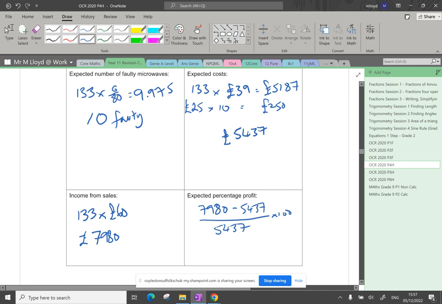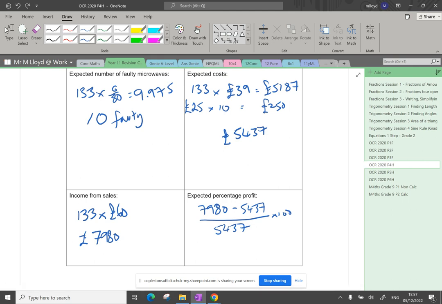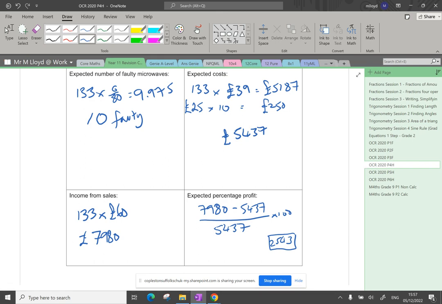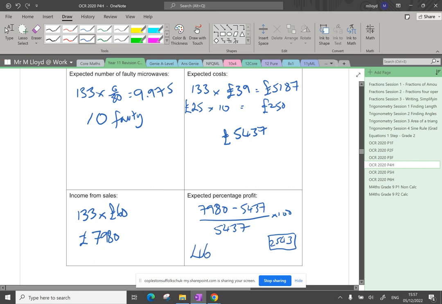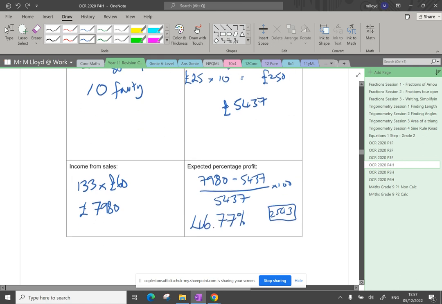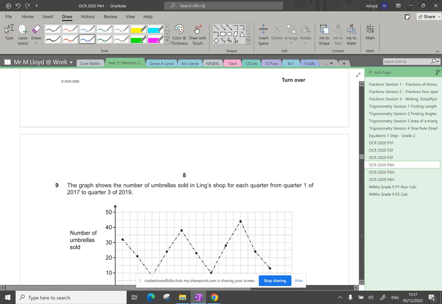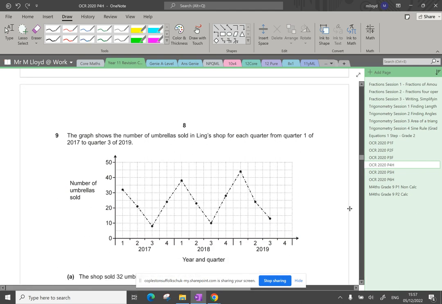So 7,980, take away 5,437, that is a profit of 2,543 profit. It's then divided by 5,437 and multiplied by 100. And that gives us 46.77%. Just going to check what's below. Yep, so I'm going to put that on the answer line. 46.77. Fantastic. Okay, question number 9.